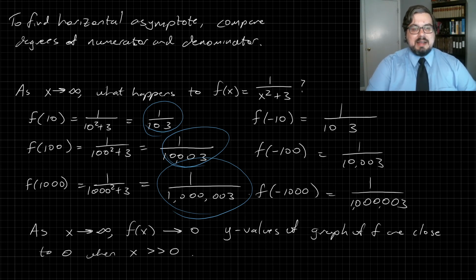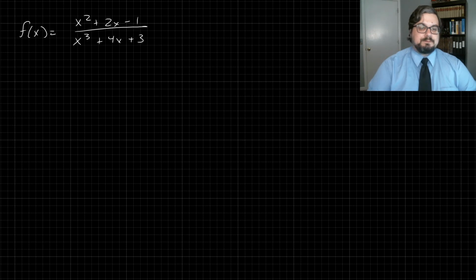So let's look at a slightly more complicated example. Let's look at the function x squared plus 2x minus 1 over x cubed plus 4x plus 3, and ask about what happens when x gets really, really big. What happens to f of x?